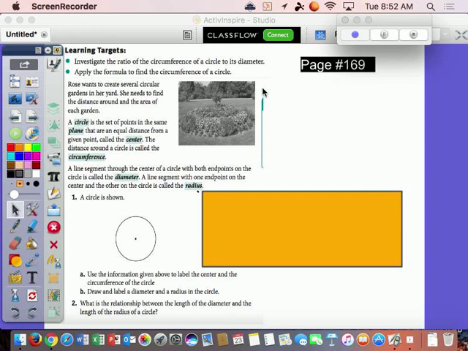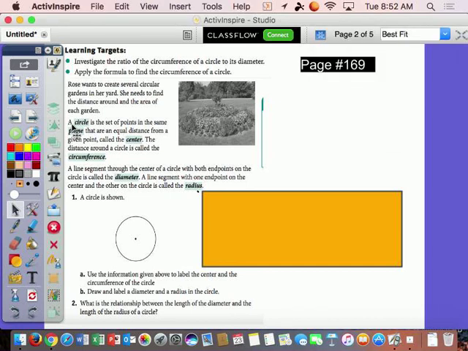Alright, so today what we are talking about is on page 169. We are looking at circles. Y'all know what a circle is. It's a ball. Well, that's a sphere, but you know, a circle is a circle. You're smart enough to know what that is.